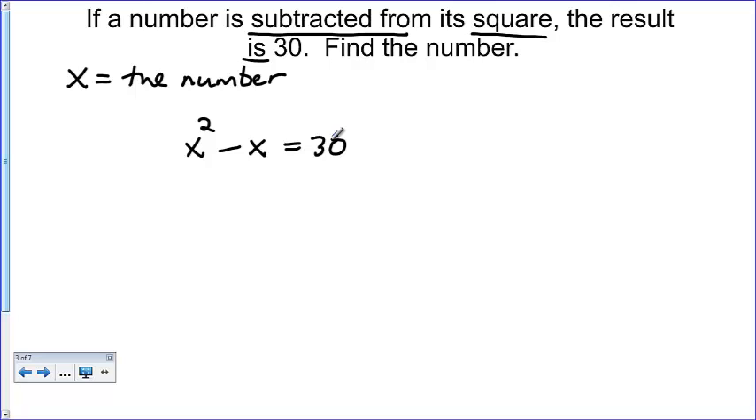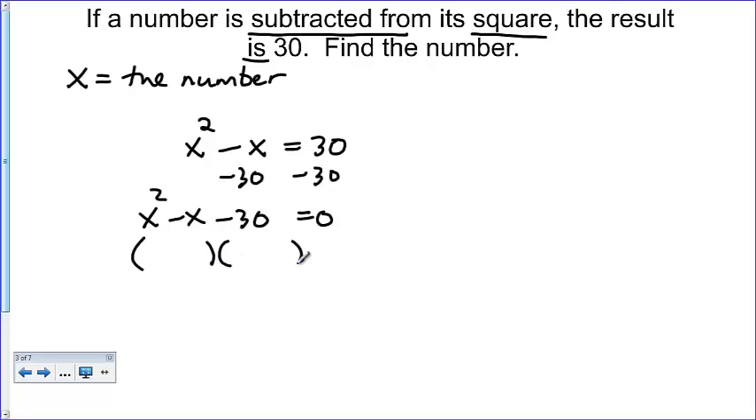Step 4, solve the equation. So this goes back to what we did yesterday. Let's get everything over to one side. So we'll subtract 30 from both sides. Let's factor x squared minus x minus 30. This is one that's easier to factor.